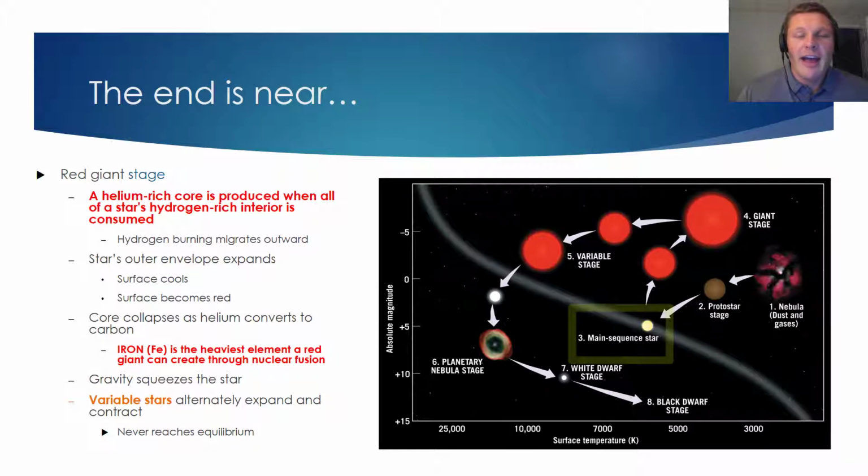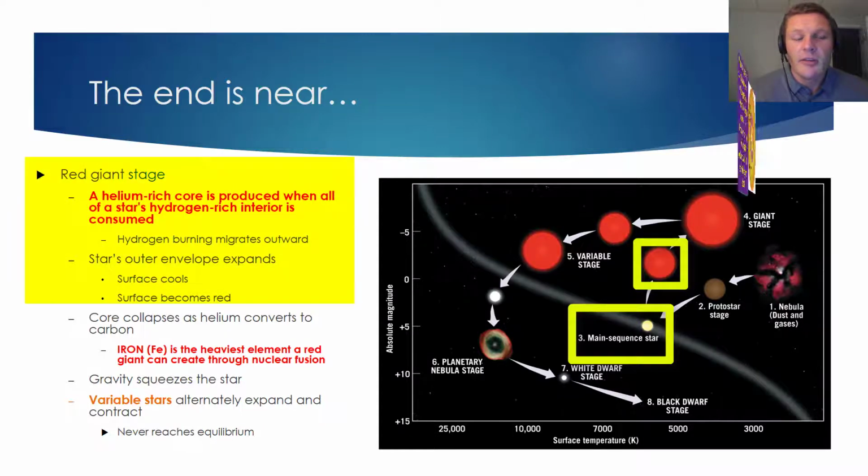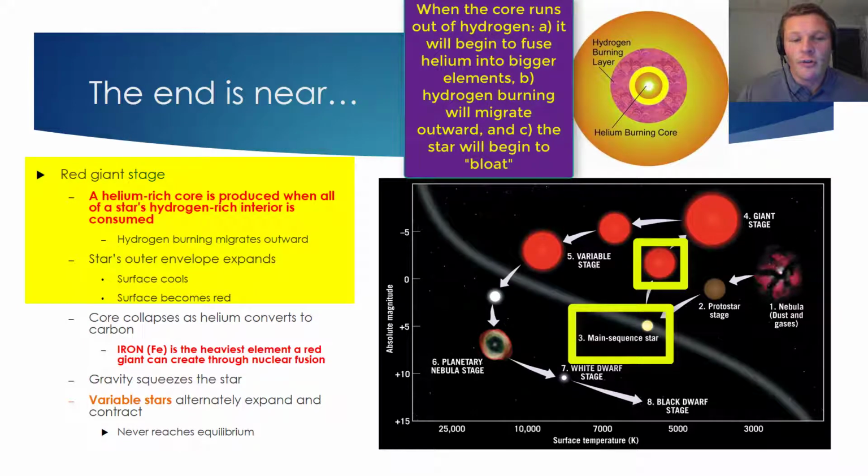So what happens to stars after the main sequence stage? Well, at this point, the end is near. The next stage of stellar evolution is the red giant stage. And it's during this stage that a helium-rich core is produced when all of a star's hydrogen-rich interior has been consumed. Stars want to fuse hydrogen into helium, but when there's no more hydrogen left, the hydrogen burning starts to work its way outward. As the core runs out of hydrogen and starts to fuse heavier elements, the star's outer envelope will expand. The surface of the star will cool and become red in color.